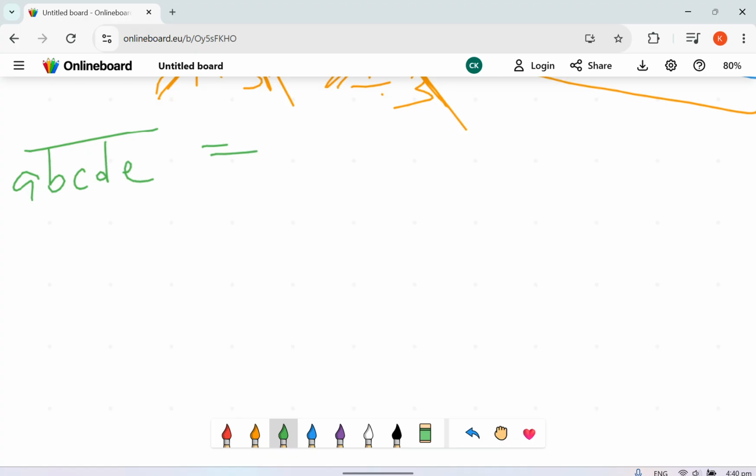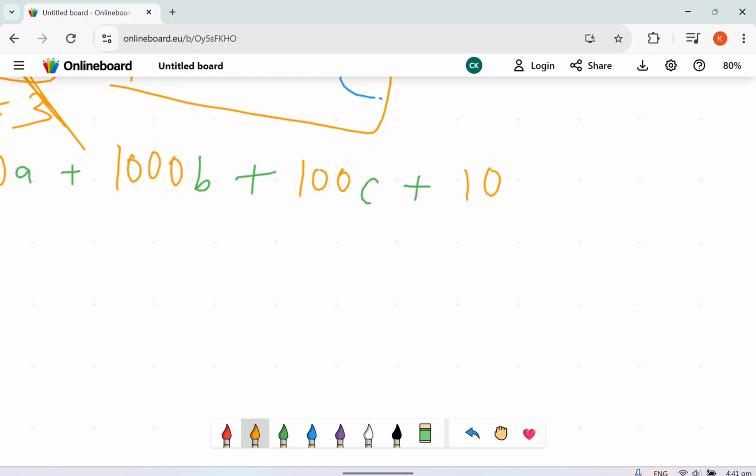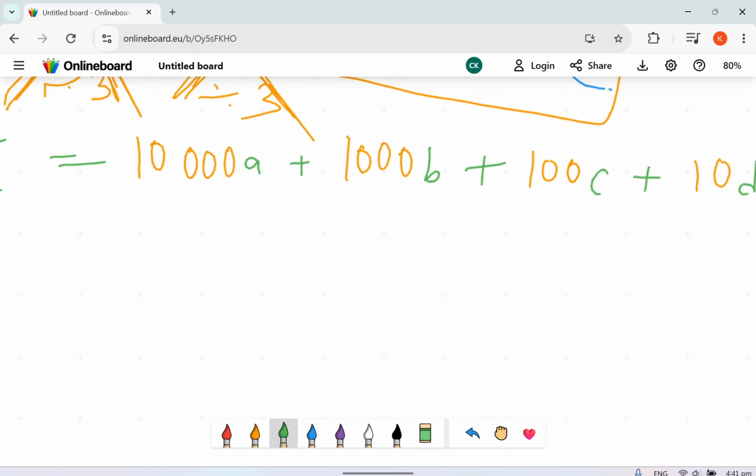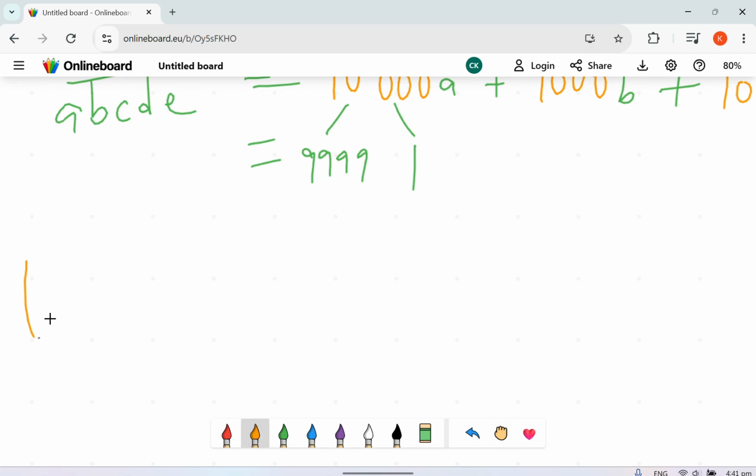We know that this is 10,000A, plus 1,000B, plus 100C, plus 10D, plus E. Break this up into 9,999 and 1. Now, you see, it doesn't matter how many digits a number has, even if it's a lot, we will probably get something like this.